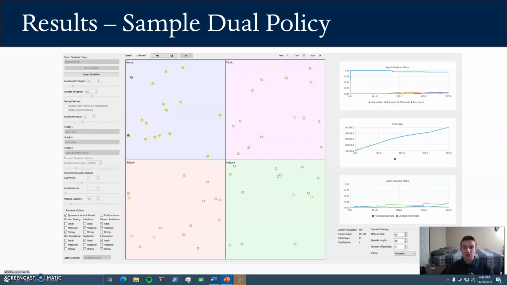So this sort of strategy, using that trifecta of different strategies, is able to achieve both optimal public health outcomes with a low rate of death, as well as optimal economic outcomes by keeping the economy growing and keeping unemployment low.